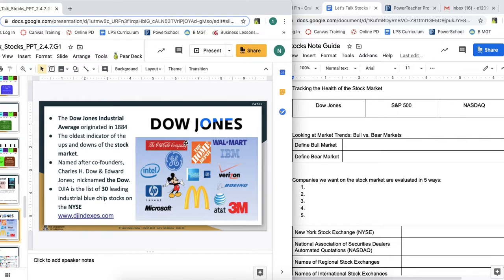And so in this picture, you can see some examples of them. So Disney, McDonald's, Walmart, Home Depot, Coca-Cola, those are some of the biggest companies in the world, and they are going to be traded on the Dow Jones.